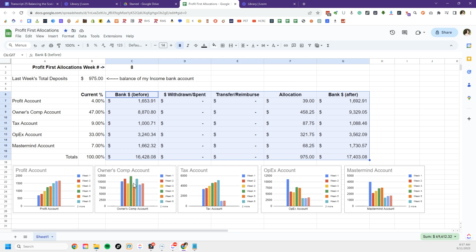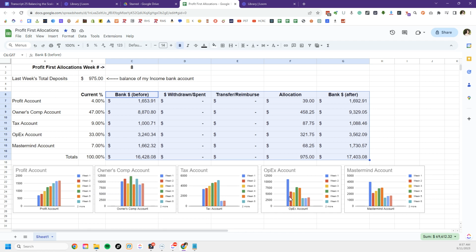Owner's comp, this goes up and down because it goes up, up, up, and then I pay payroll, and then it goes up, and then I pay payroll. Okay. Tax account, this and profit work similarly, where it goes up, up, up, up, up, and then I made a tax payment. So that's why this went down. I paid my tax, my estimated payment a little bit early.